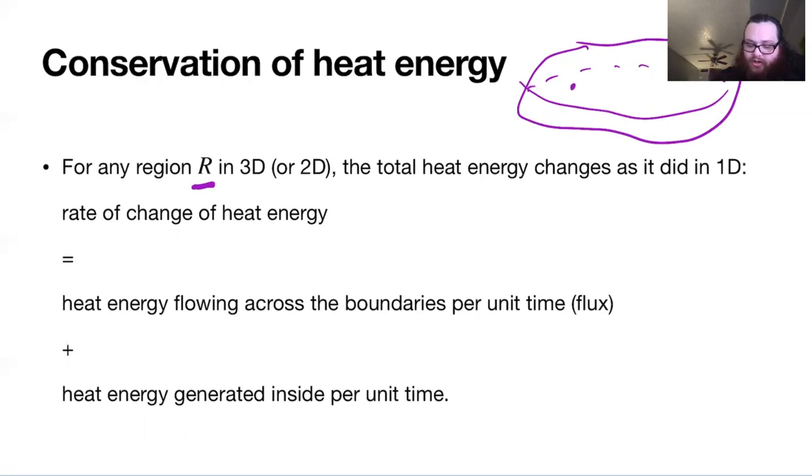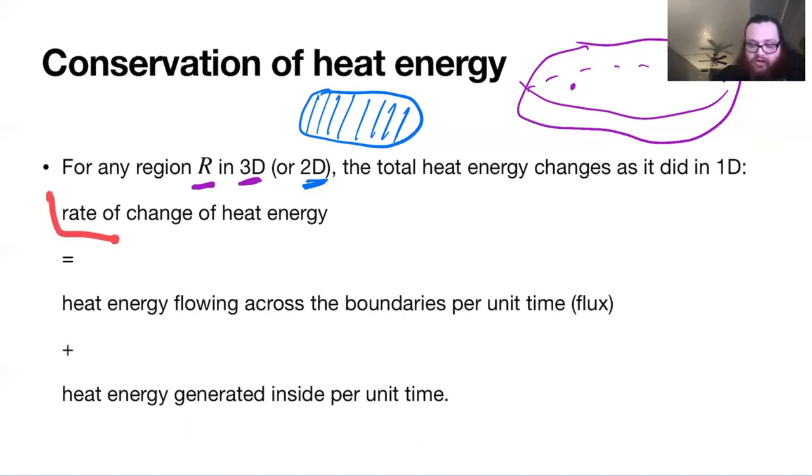So this would be R, like a region in 3D. Of course, you can also have a region in 2D, and that's just going to look like something like this, say. But how we're going to go about this is the same way we did in one dimension.